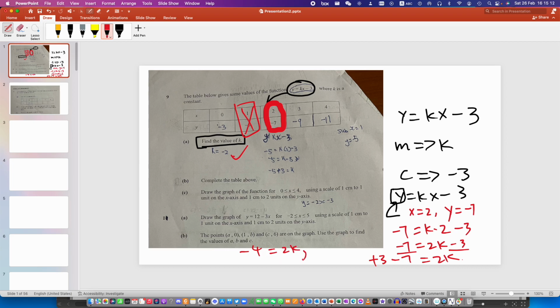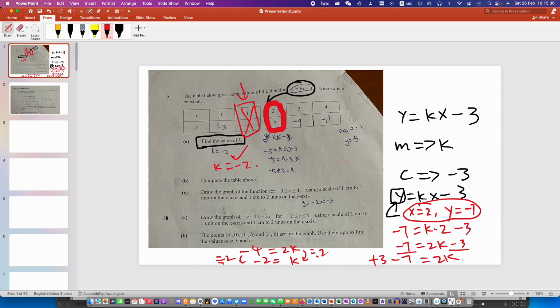So divide by 2, you get k. Divide by 2, you get -2. Are you clear? So k is equal to -2. Can you see that I pick this pair, I get k is equal to -2. I pick this pair, I also get k equals to -2.